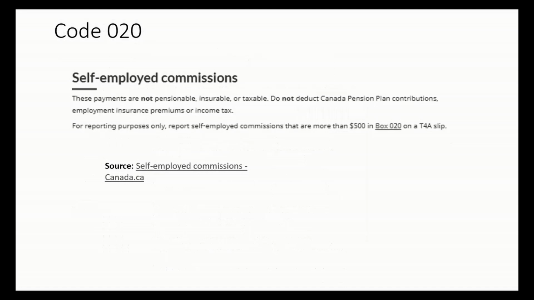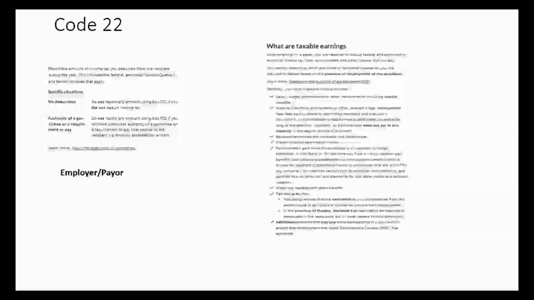Okay, so these payments are not pensionable, insurable, or taxable. Do not deduct Canada Pension Plan contributions, employment insurance premiums, or income tax. Okay, what are taxable earnings? As an employer or a payer, you're required to deduct federal or provincial, territorial income tax from remuneration and other income that you pay. You need to determine which provincial or territorial income tax you're required to deduct based on the province of employment of the employee. Generally, you have to deduct income tax from salary, wages, commission, or other remuneration, including taxable benefits.